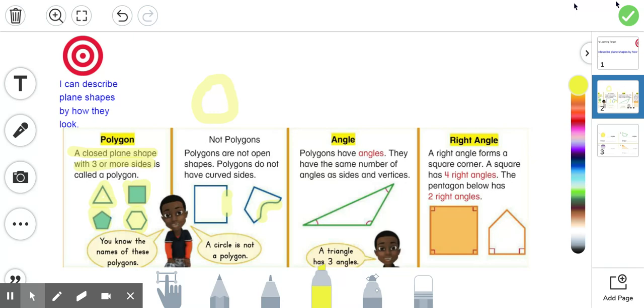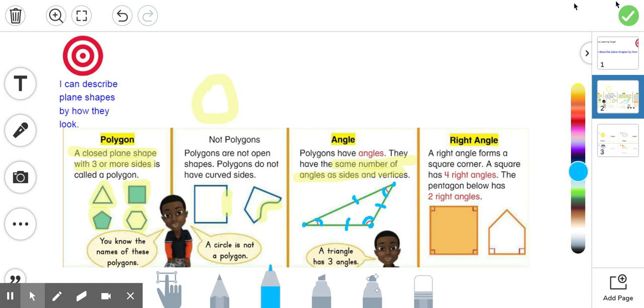Now, all polygons have angles, and they have the same number of angles as sides and vertices. Now, our sides here on this triangle, we have 1, 2, 3 sides. That means we're also going to have 3 vertices and 3 angles. Angle 1, angle 2, angle 3. Angles are like little C's that we make where 2 vertices meet.